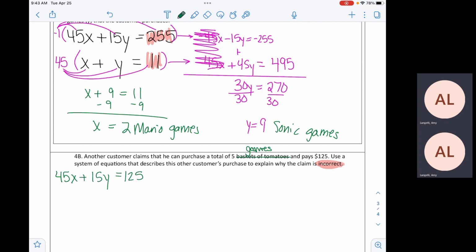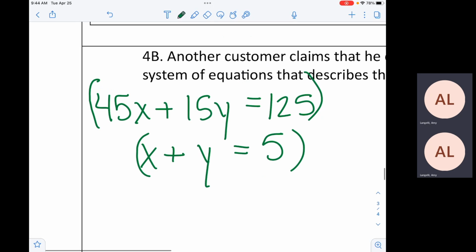Yeah, equals. No, but thank you for trying. What did the 11 represent? Games. How many games did this person buy? 5. There you go. That's what it is. All right. What are we going to multiply the top by? What are we going to multiply the bottom by? And what did I automatically do wrong? If I were taking the Keystones, what is wrong with this picture?